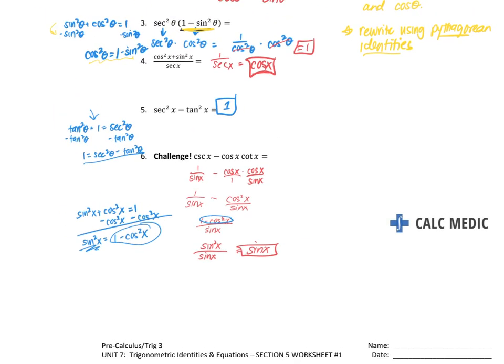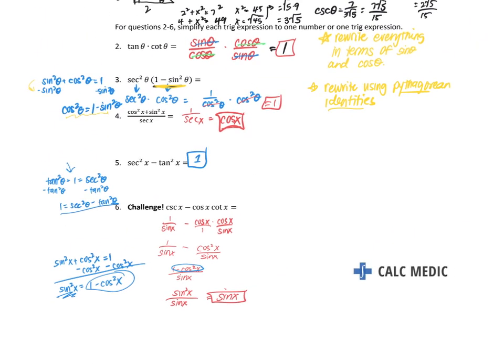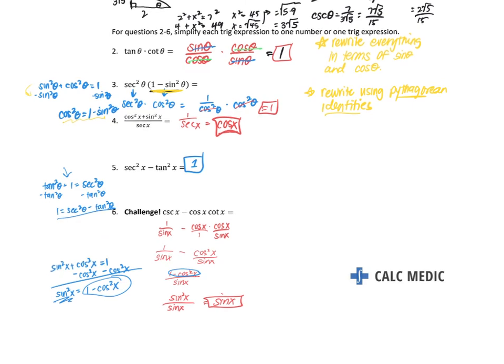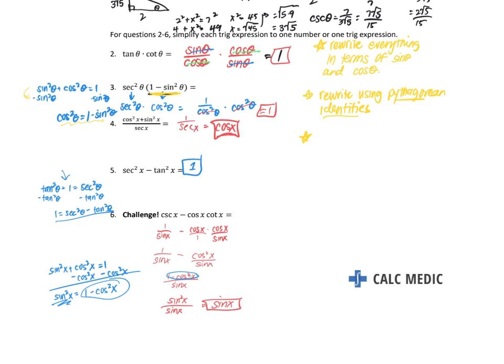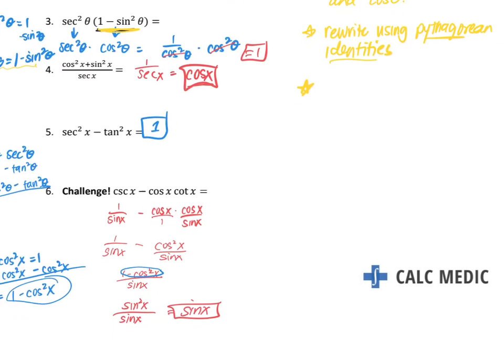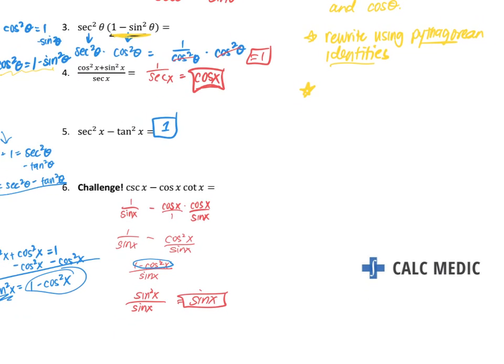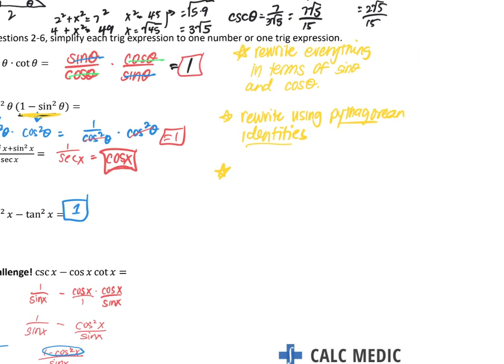So nice job on that. We actually added one more strategy there. We added or subtracted fractions with the same denominator, okay? So you can say add or subtract fractions is another strategy. But for that strategy, you do need the same denominator. So sometimes you're going to have to create a common denominator.